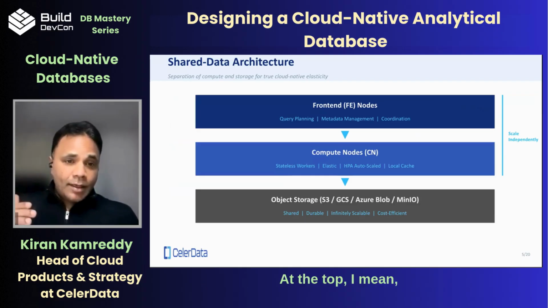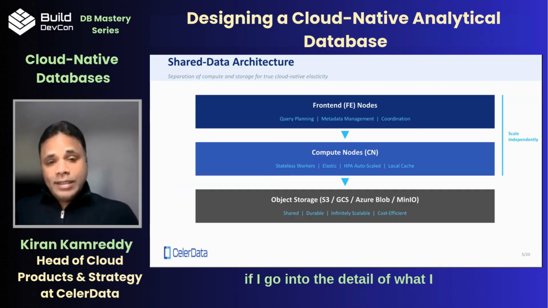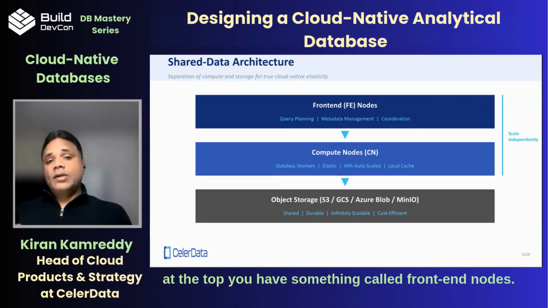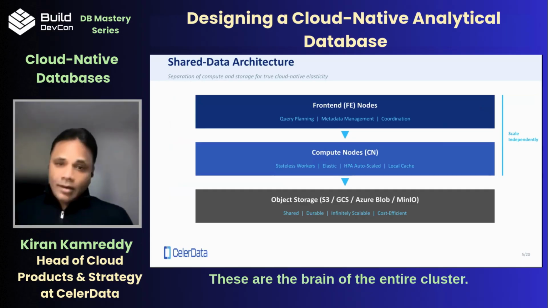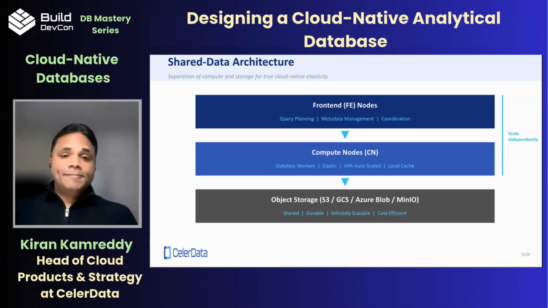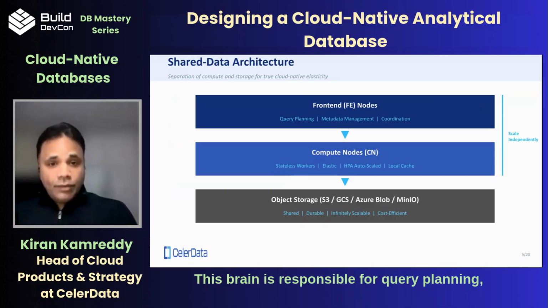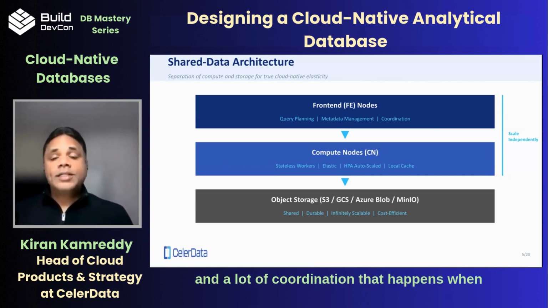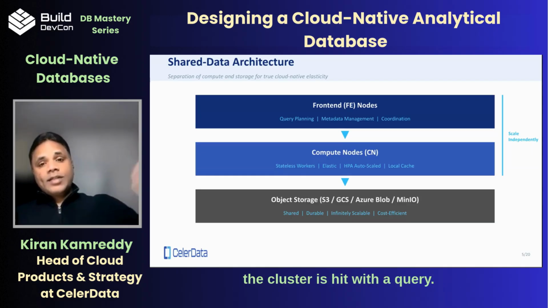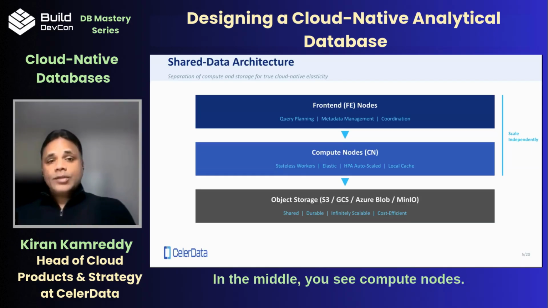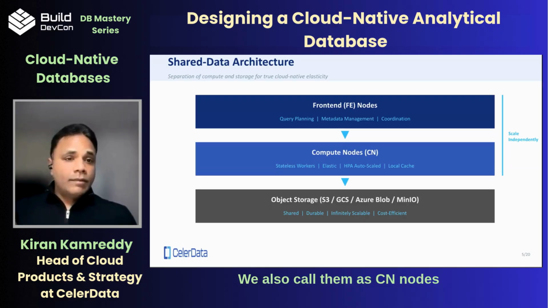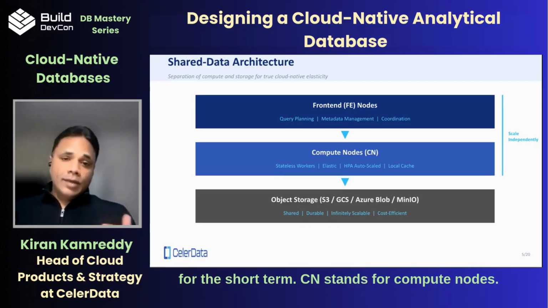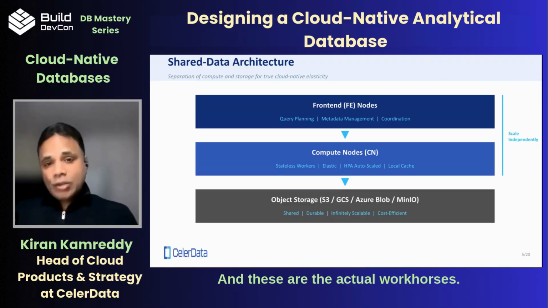If I go into the detail of what I mean by that, at the top, you have something called front-end nodes. These are the brain of the entire cluster. This brain is responsible for query planning, metadata management, and a lot of coordination that happens when the cluster is hit with a query. And in the middle, you see compute nodes. We also call them CN nodes for short. CN stands for compute nodes. And these are the actual workhorses.